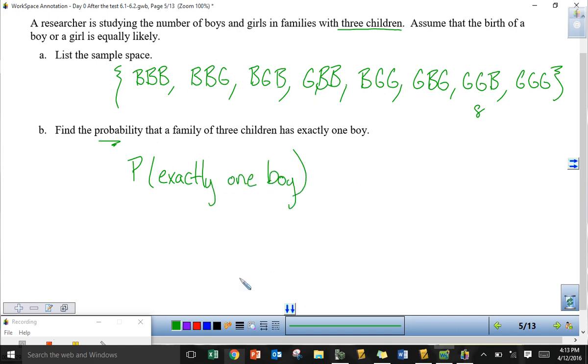Okay, so we just need to look above where we're dealing with just 1 boy. Okay, so we've got 3 here. There's one boy, there's one boy, and there's one boy. So there are 3 favorable outcomes in this experiment. And then we want the total number of outcomes, which we counted up was 8. So the probability of having exactly one boy would be 3/8.